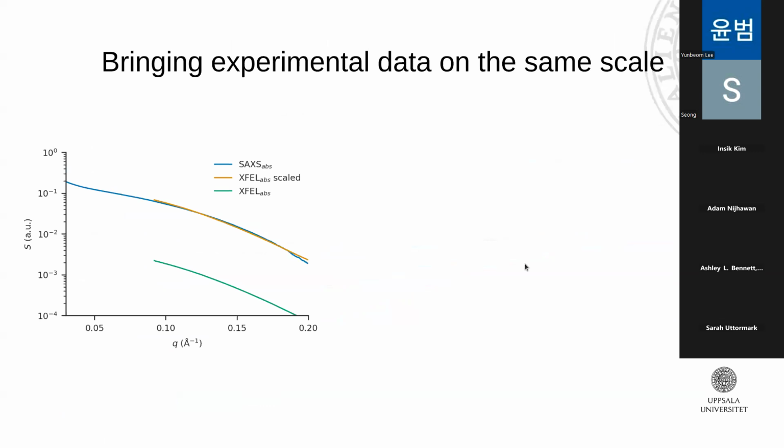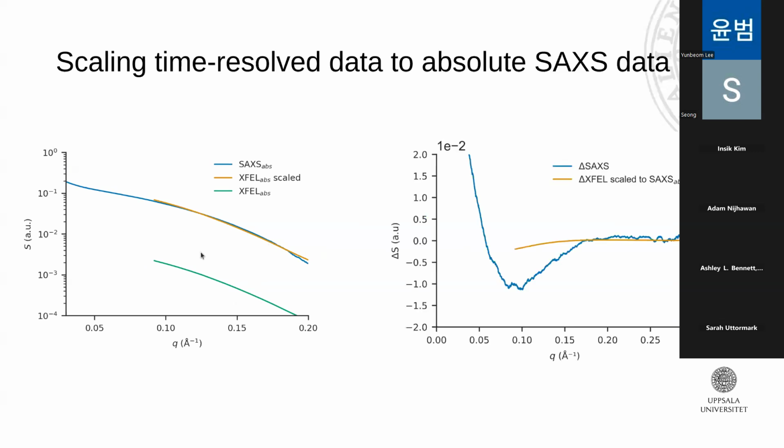So what we had to do first here is scale the data. Here you see in blue the absolute SAXS curve that we measured from the synchrotron at Diamond. And the green one here is the XFEL data. So this is just the dark, and then we apply the scaling factor to put them on the same level, so we can make them comparable. Then we did the same with the difference. We apply the same scale to the difference data. So here we have the difference data from SAXS, the 100%.